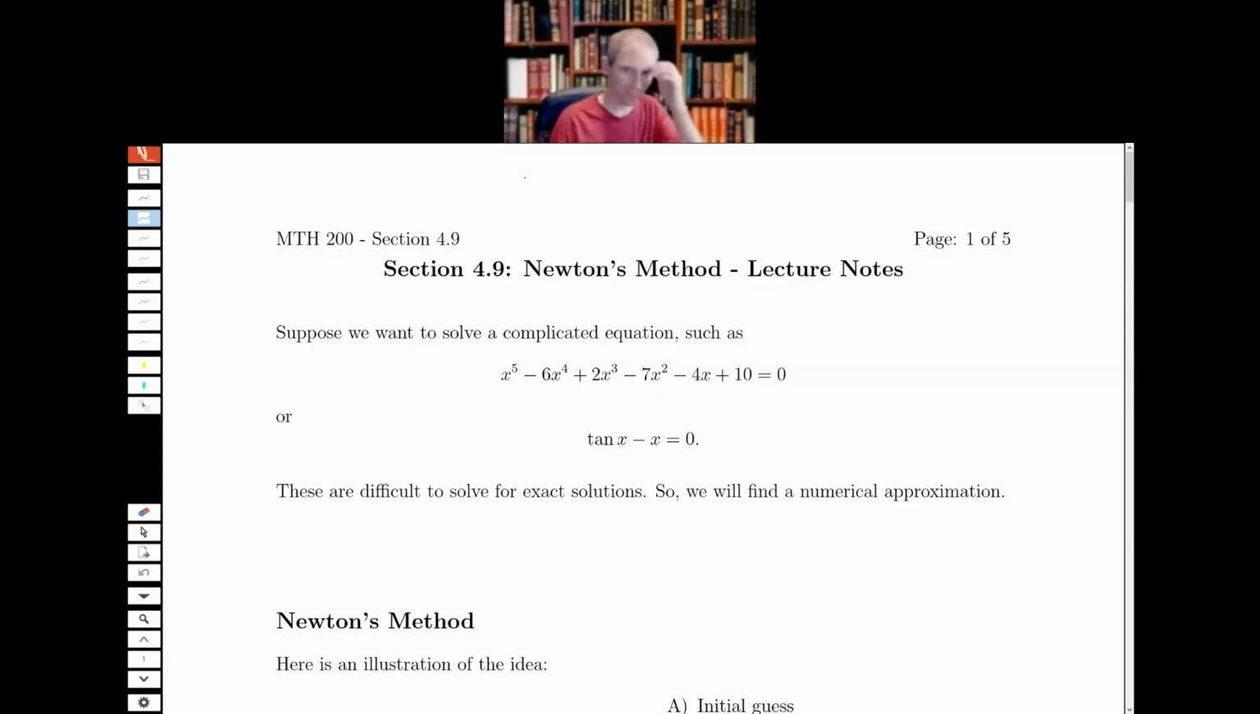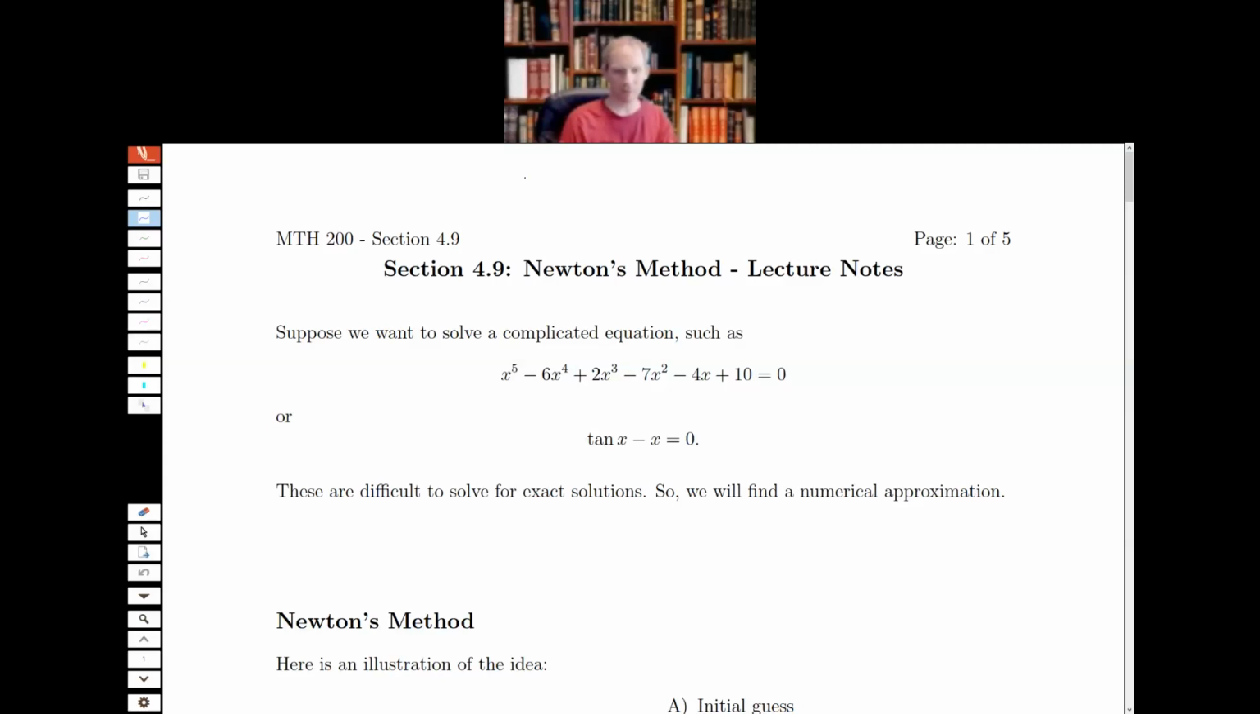Okay, so this is section 4.9, and just to give you a little bit of background before we really delve into this, one of the things I really like about this section is I think it kind of connects the centuries for us. So this is called Newton's method.